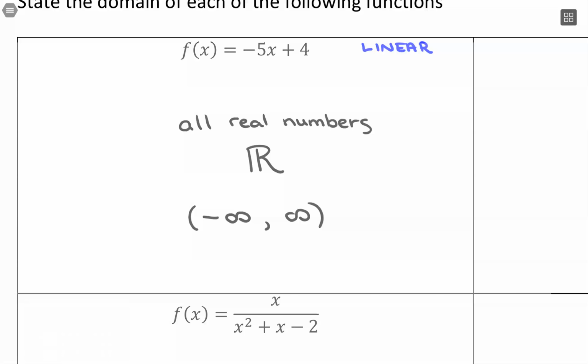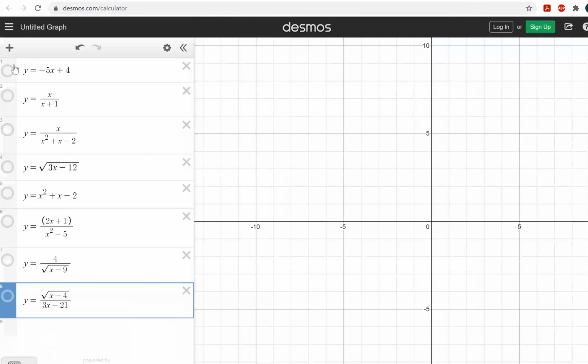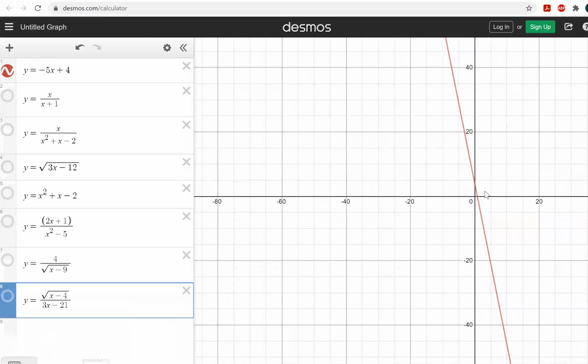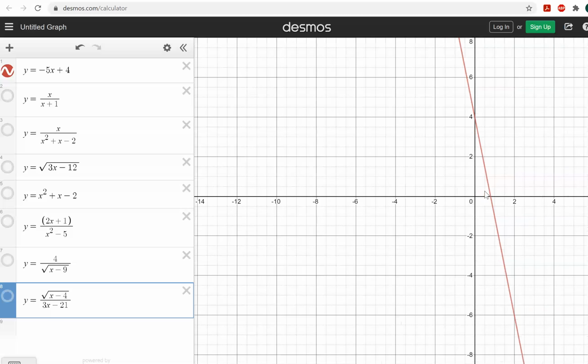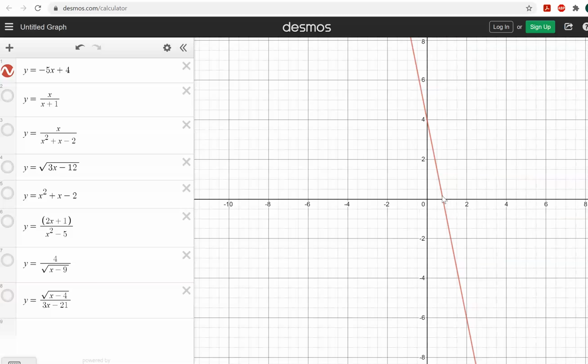Let's take a look at the graph of that function to see the domain. So that function's a line, and you can see there's no breaks in it, there's nothing funny going on, it's just going to be defined absolutely everywhere.